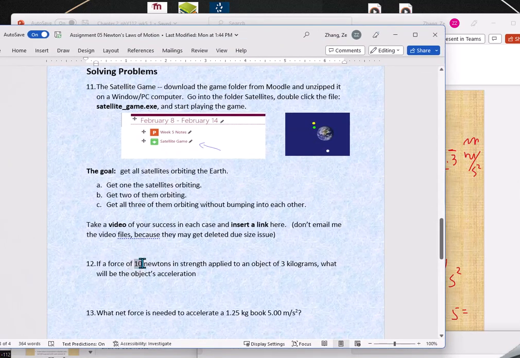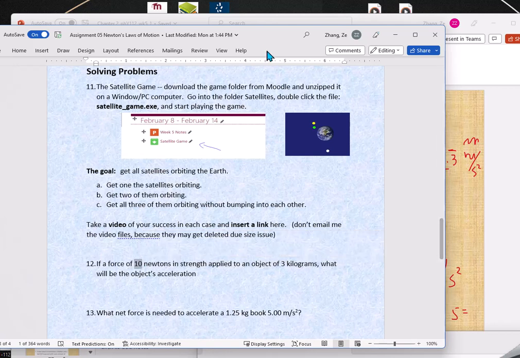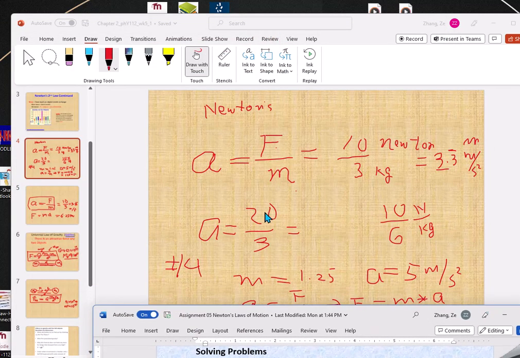Later on I will ask you what if there are 20 newtons of force. So stronger force, obviously stronger acceleration. If 20 newtons of force, still 3 kilograms, 20 divided by 3, and that will be 6.6 meters per second squared. So if you double the force, you double the acceleration.